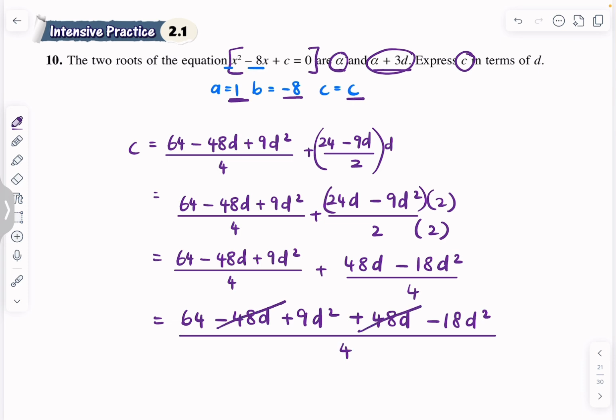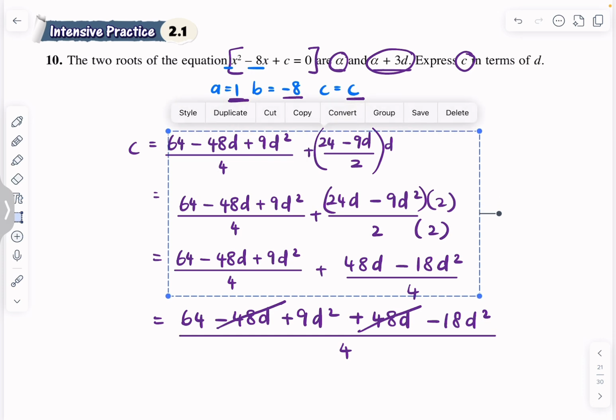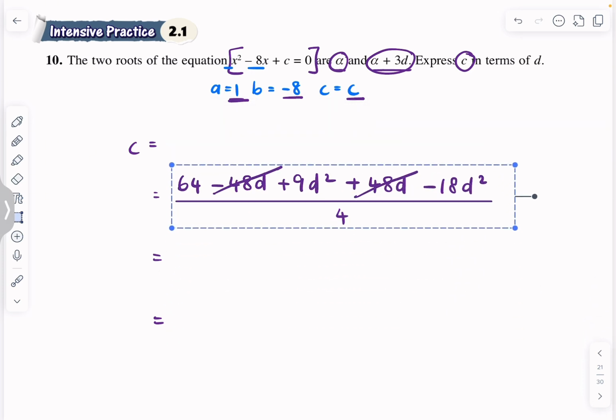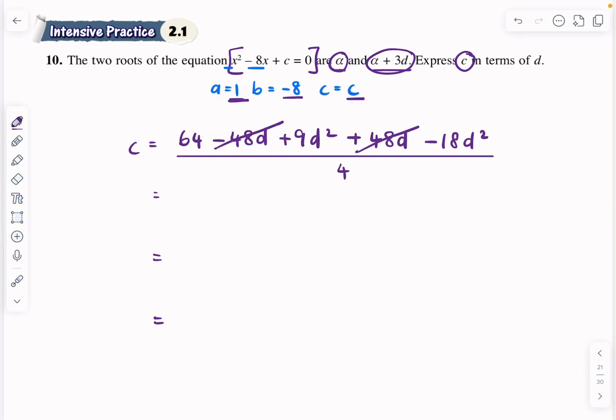Negative 48d and positive 48d cancel out. So this will leave us with 64. 9d square minus 18d square will be negative 9d square, over 4. This can't be simplified further, therefore this will be our answer. So C in terms of D.